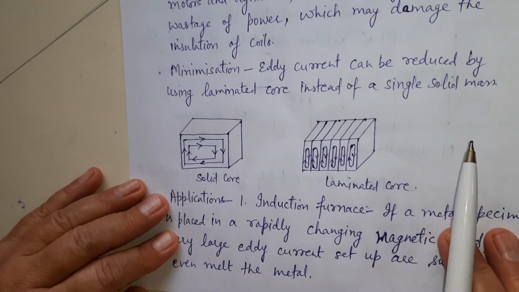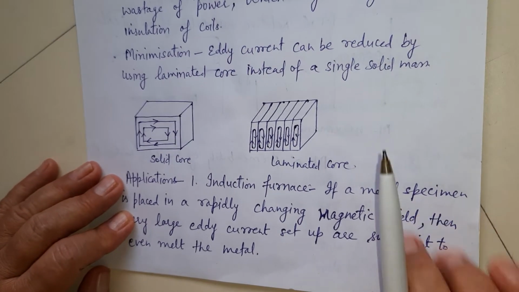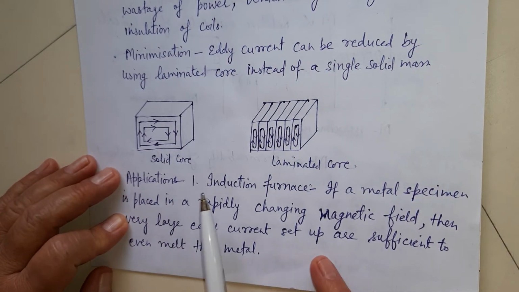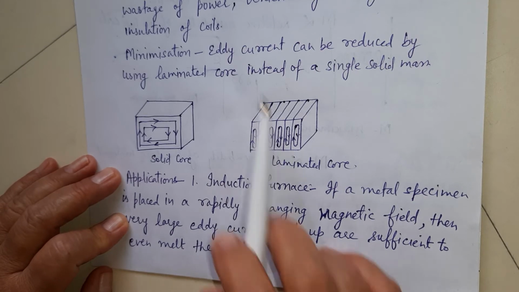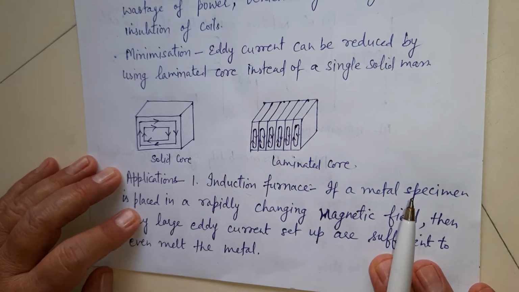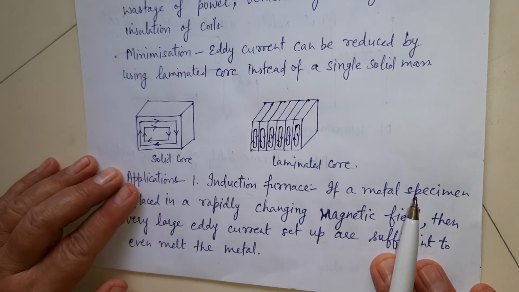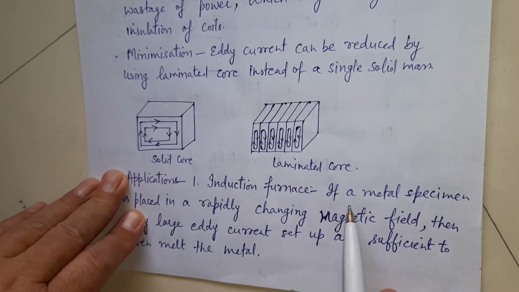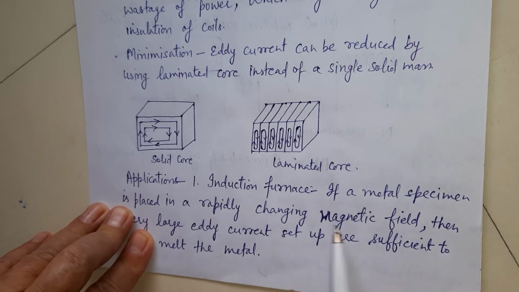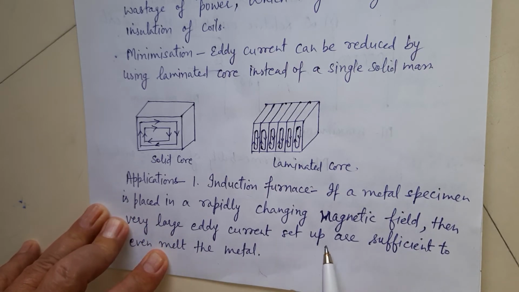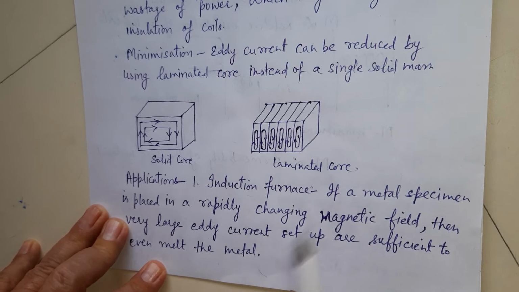Now there are some applications also of eddy current. Number 1, induction furnace. As we discussed, whenever current is passed, this current can produce heat. So if a large amount of heat is produced in a metal piece, then it can be used for heating something. So the induction furnace is based on that principle. If a metal specimen is placed in a rapidly changing magnetic field, then very large eddy currents are set up and they are sufficient to even melt the metal.